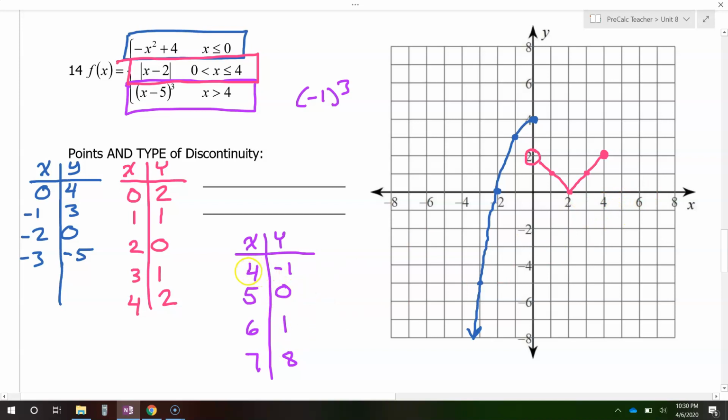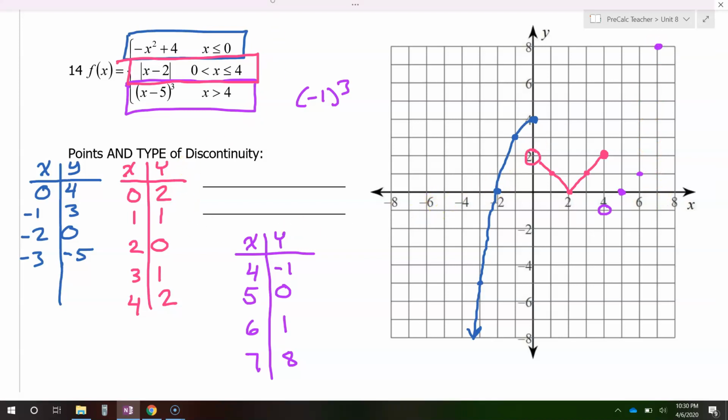Remember, this first one is going to be an open circle because it can't be equal to 4. So 4, negative 1 needs to be an open circle. And then we have 5, 0 and 6, 1 and 7, 8.